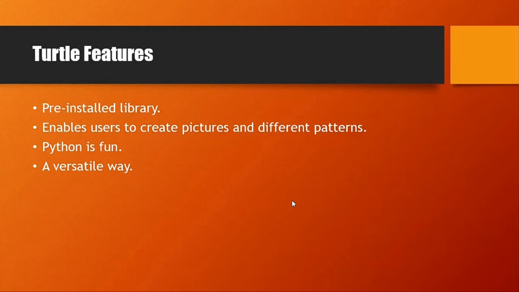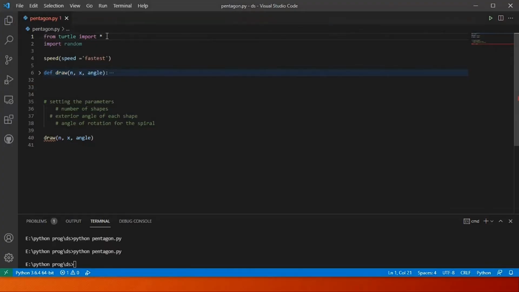Now let's begin the implementation using Turtle. I'll be showing how to draw patterns of pentagons and stars using Turtle. Let's begin the coding. I'll be using Visual Studio Code and recommend you to use the same. First of all, we will import the library Turtle and we will also import random library for generating random RGB values. We will set the speed of our pattern as fastest.